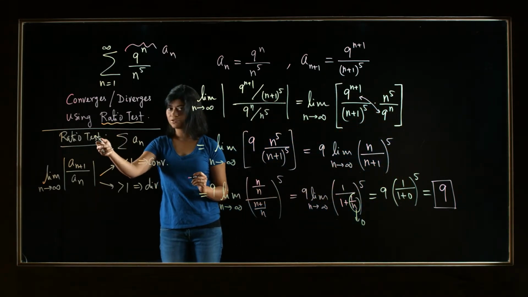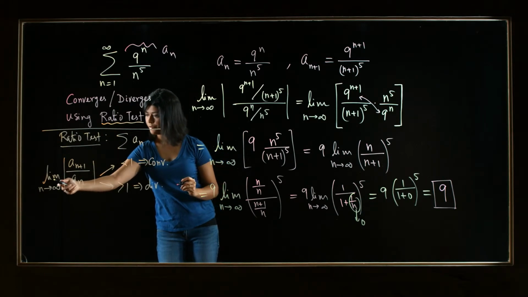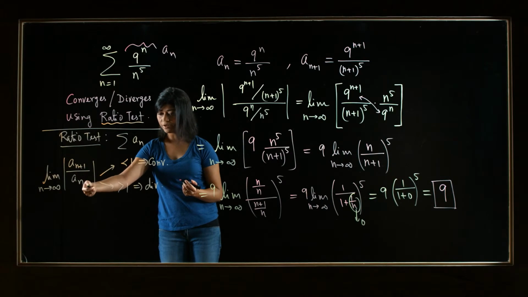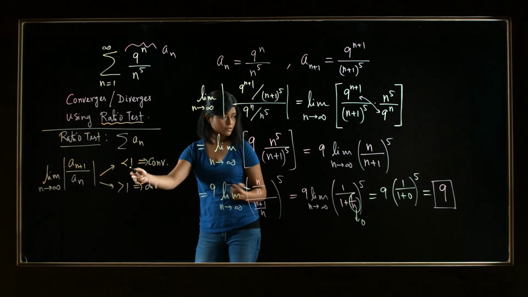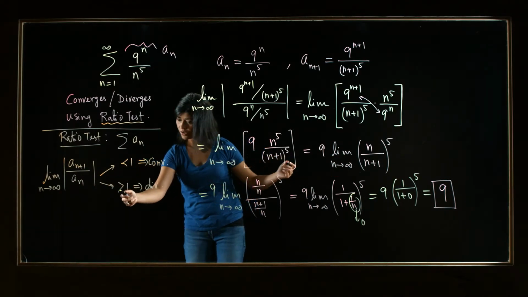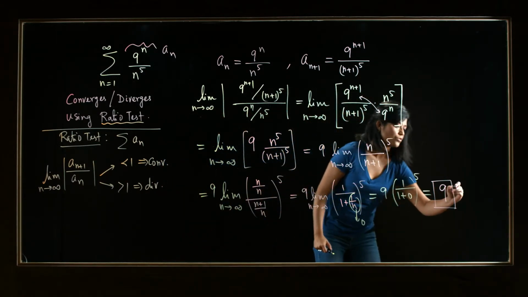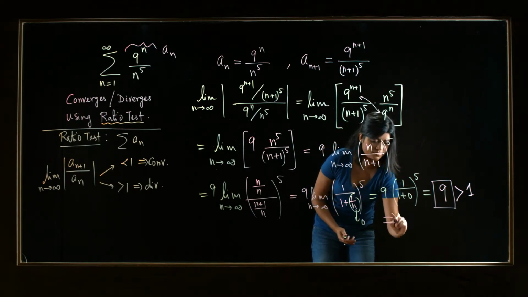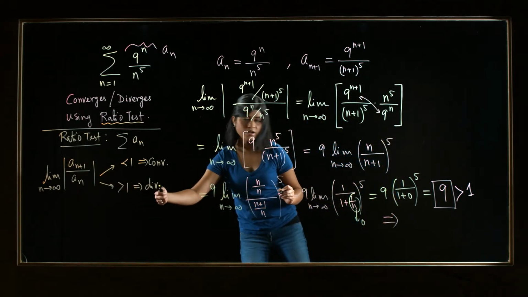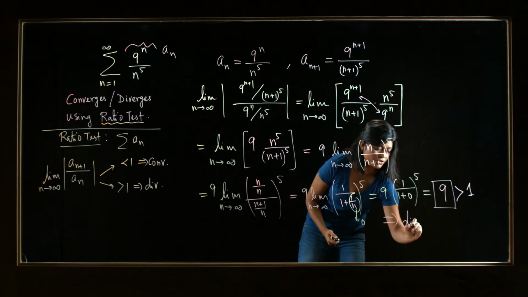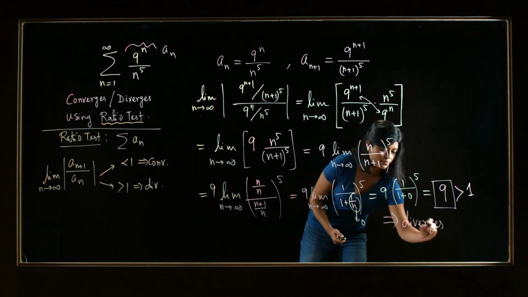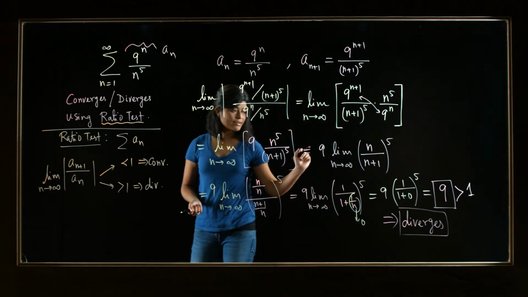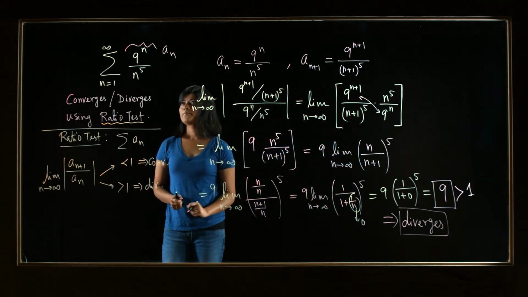Now, look at the ratio test. Don't forget what we're doing, right? We figured out this limit of absolute value of n plus 1 term over nth term. And what do we get? 9. And 9 is greater than 1. What does that mean? That means if the limit is greater than 1, series diverges. So, using ratio test, we can conclude that this series will diverge.